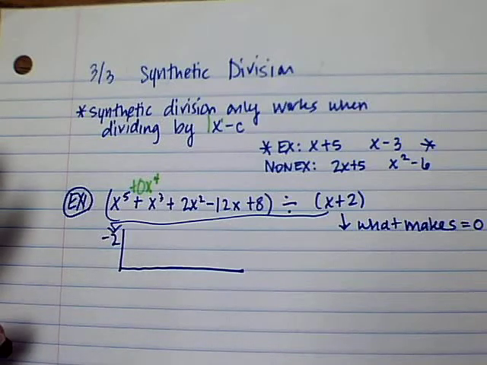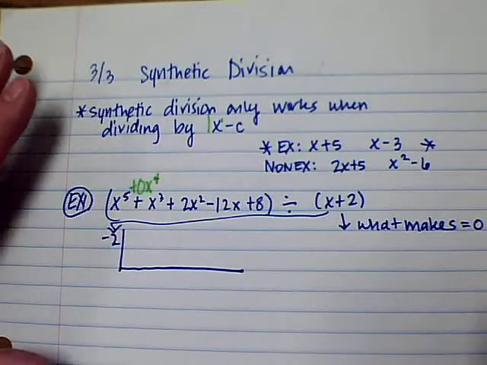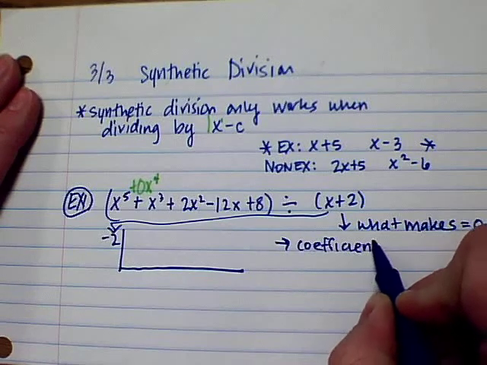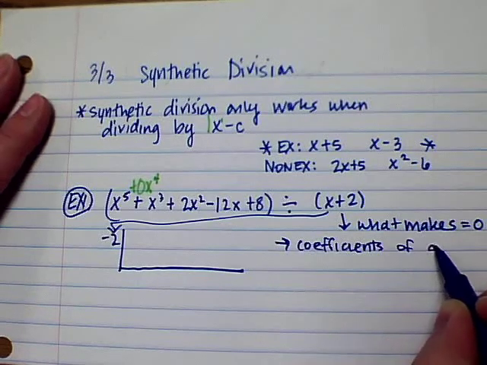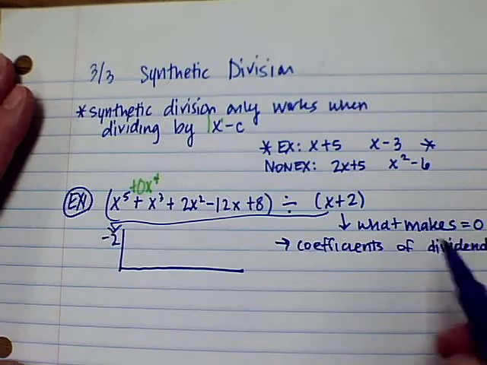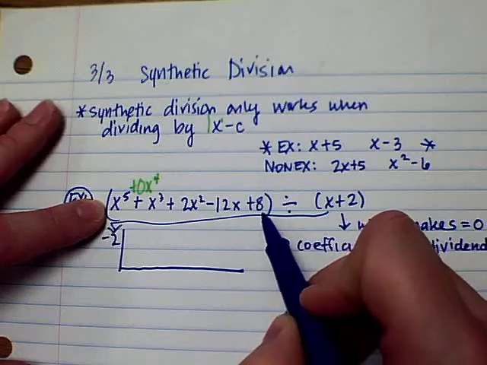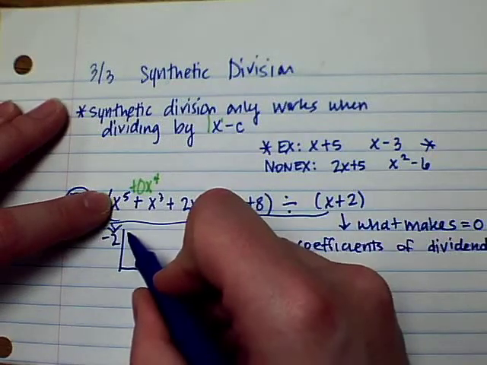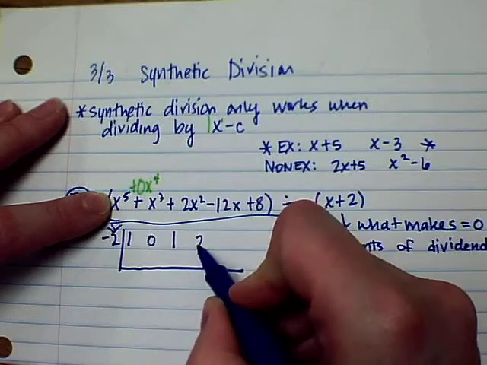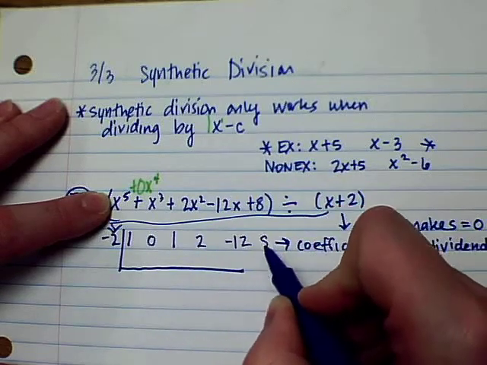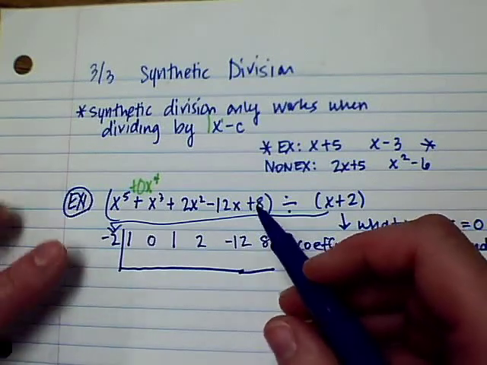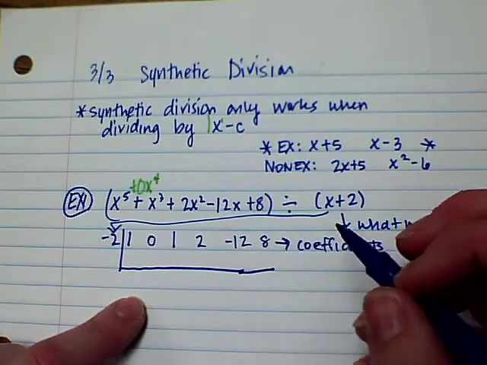And then on the next part, you're going to write the coefficients of your dividend. So this is the dividend, that's what we're dividing. So I'm going to have my coefficients of 1, 0, 1, 2, negative 12, 8. So make sure that you carry the signs as well. So if it's a negative number, you put a negative in front of it.